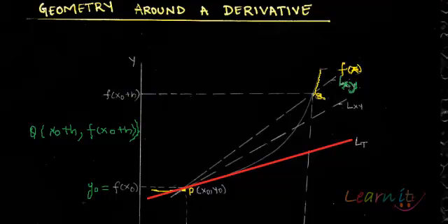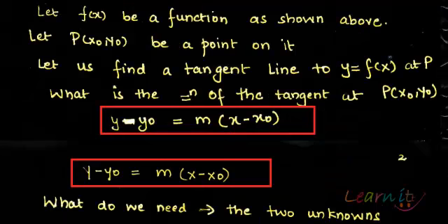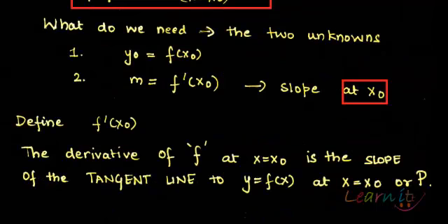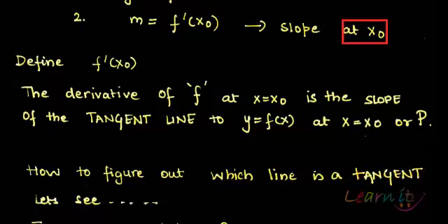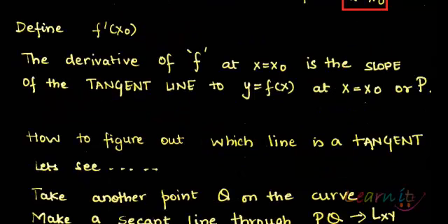Now, how do we reach the slope of this line is the question. So now we have a definition for f'(x0), or the slope. Now, how do we figure out which line is the tangent? That's the most important part.